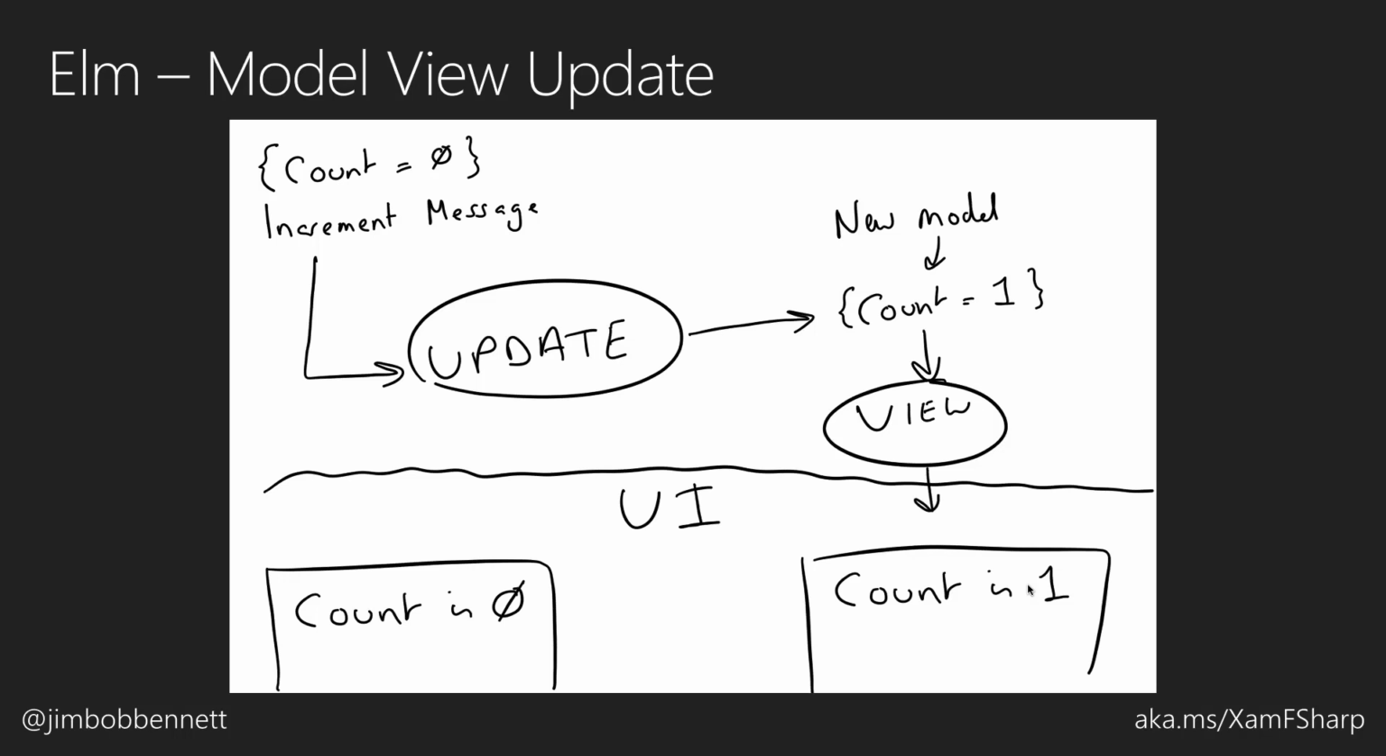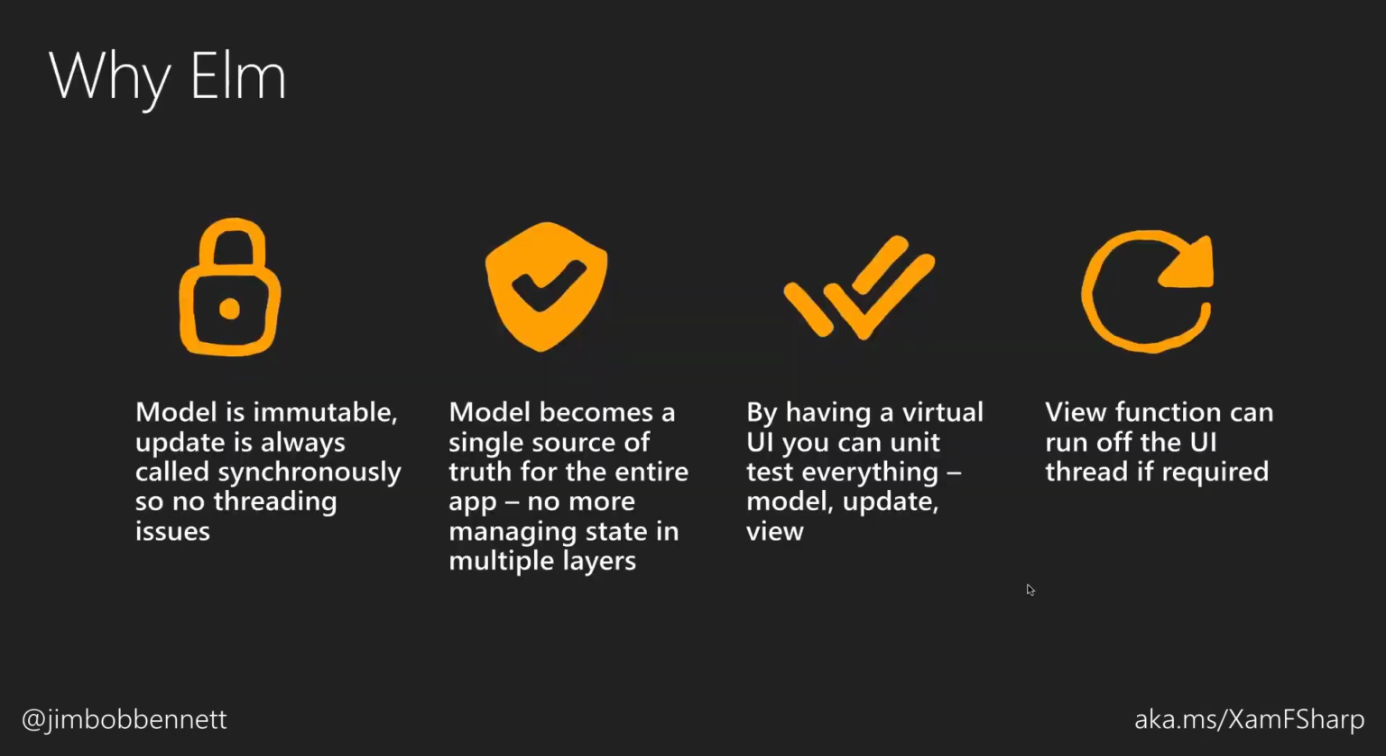Now, you're probably thinking, why? Why would I want to do this? Well, the model is immutable. And your update function is always called by the Elm framework synchronously. So that means things like threading issues just don't happen.